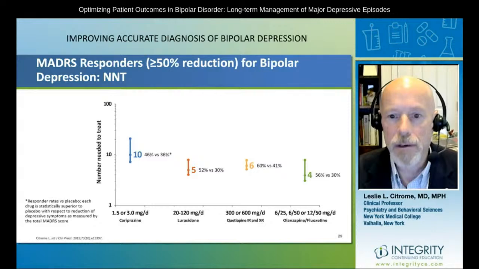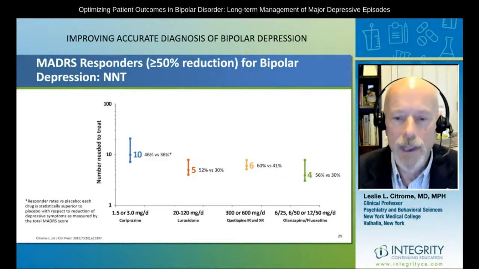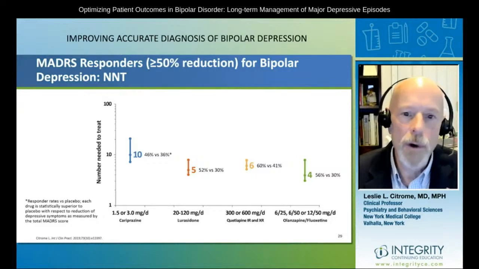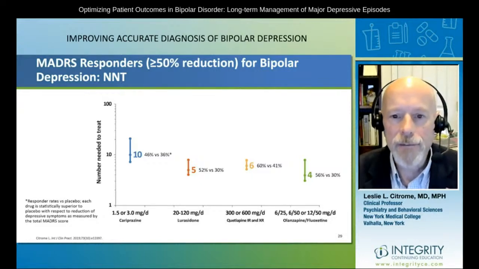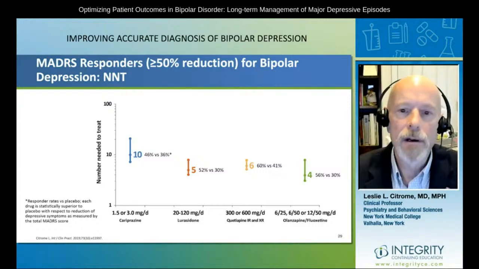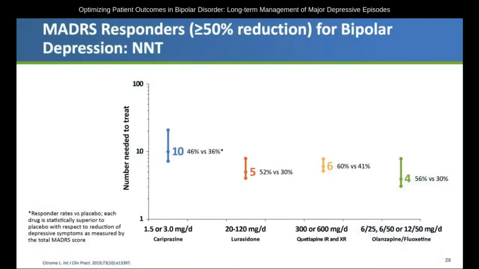Well, that's pretty good. Sounds better than 10, so why don't we use OFC all the time? Well, there are 2 reasons. One is that 10, 5, 6, and 4 are close enough. And I want to mention that because the 95% confidence intervals, those vertical lines going above and below the NNT estimates, they all essentially overlap.